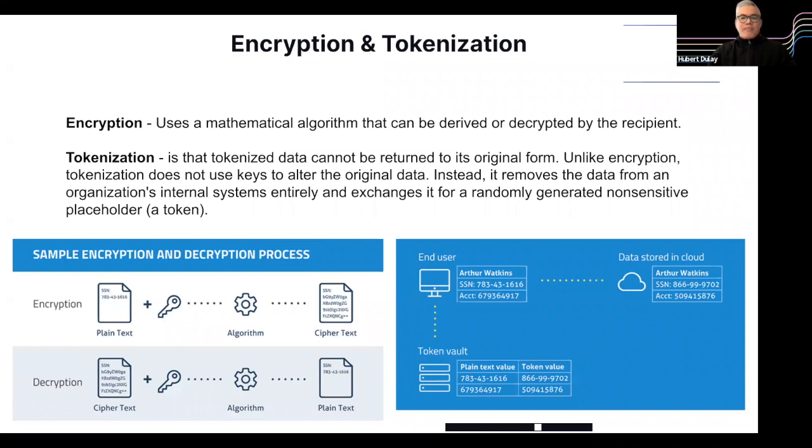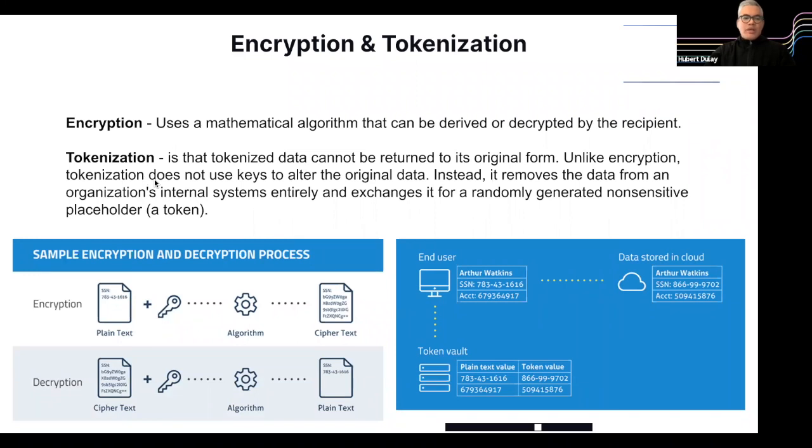But it can't be derived. So there's no mathematical algorithm that I can use to take that data and derive it. It has to be looked up, and that looking up is done through some token system where I take that token, request that, and that tokenization system tells me, oh, are you who you say you are? Are you allowed to read this? And if so, will provide me the original value that the token replaced. So that's the difference between encryption and tokenization.